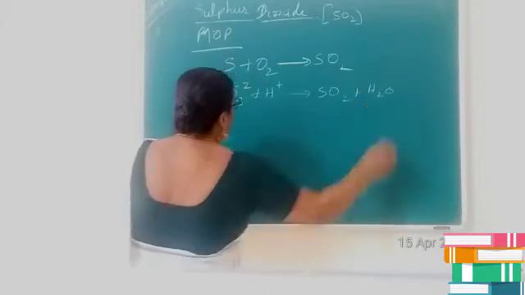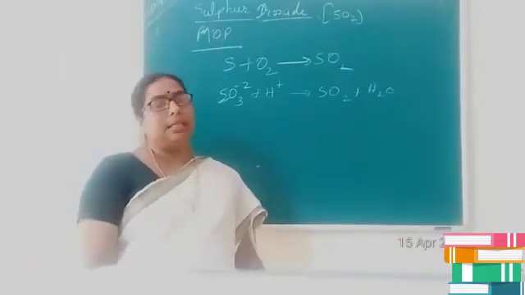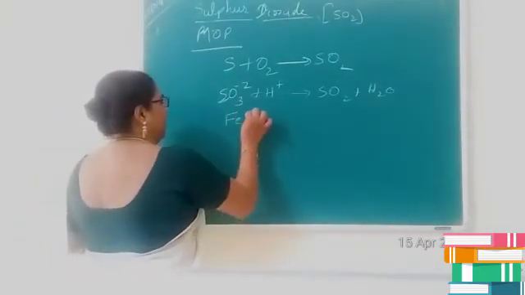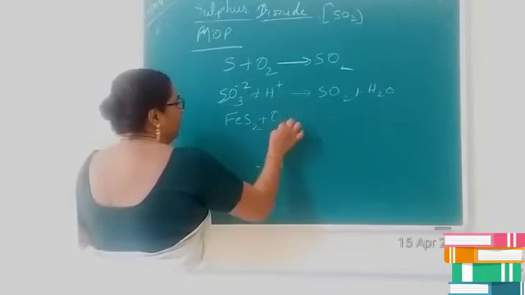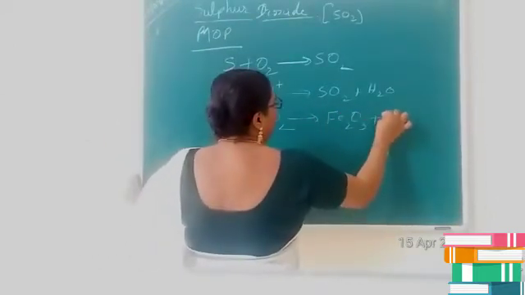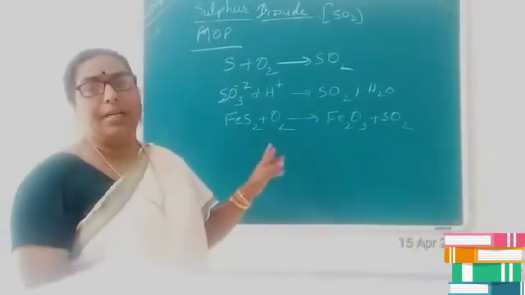Is it clear, children? The sulfide source on reaction with acid also produces sulfur dioxide. Or on a large scale, we can produce it by the oxidation of ferrous sulfide, which will give you sulfur dioxide. These are the different methods for the preparation of sulfur dioxide.